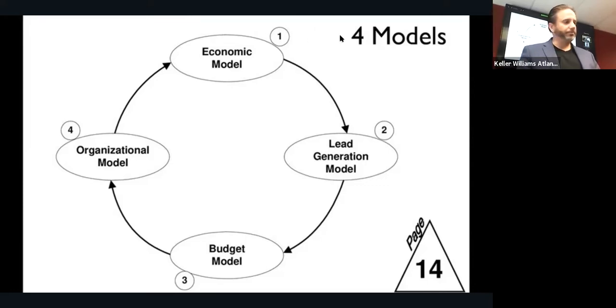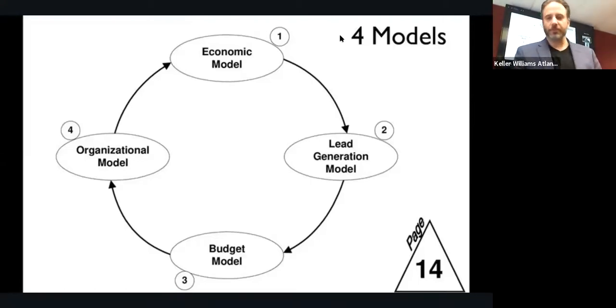Lead generation model, pretty self-explanatory, right? Where do you get your leads from? We usually tell people pick 3, maybe 4 sources of leads, or how your business is going to come in. Focus on them at a high level, or even start with 2. Focus on a high level, and then master 2 more.